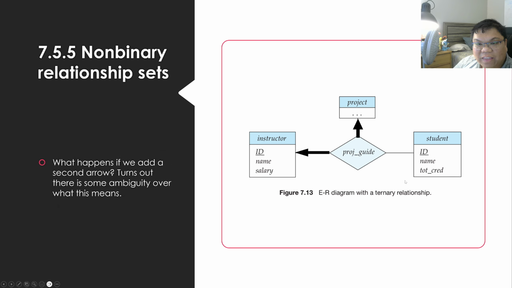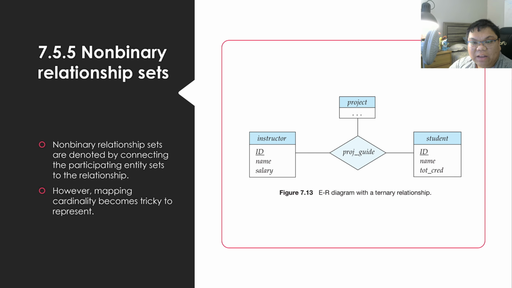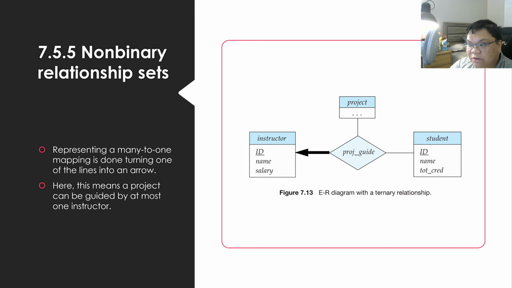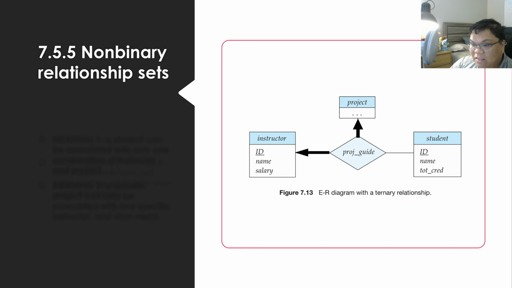Things get confusing when we add a second arrow. So, if we have this non-binary relationship set and we add an arrow to instructor, that means a project can be guided by at most one instructor. If we add a second arrow, it turns out there's some ambiguity as to what this means.